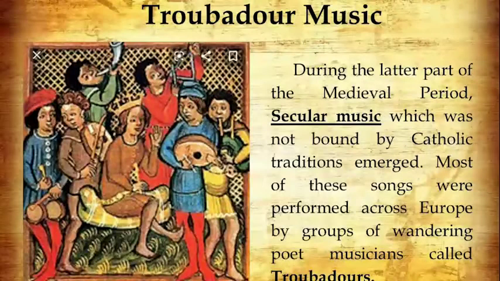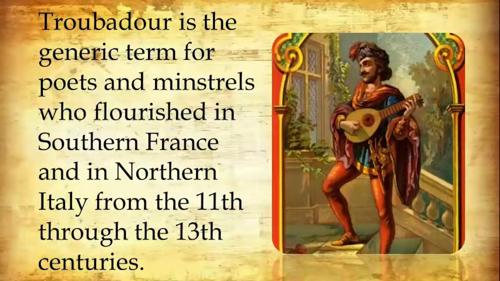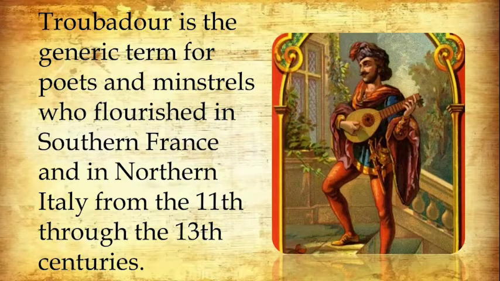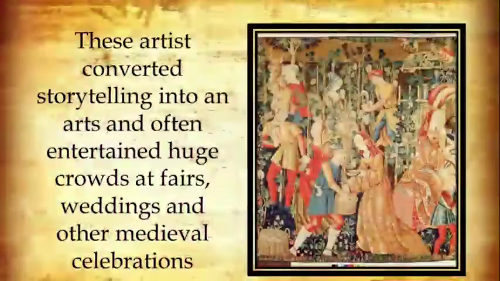During the latter part of the medieval period, secular music, which was not bound by Catholic traditions, emerged. Most of these songs were performed across Europe by groups of musicians. Those wandering poet-musicians are called troubadours. Troubadour is the generic term for poets and minstrels who flourished in southern France and northern Italy from the 11th through the 13th centuries.